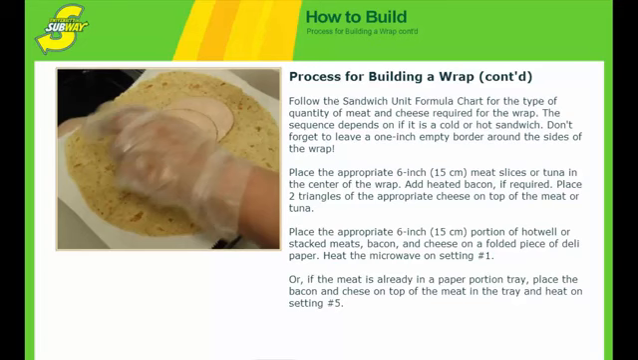Place the appropriate 6-inch, 15-centimeter portion of hot-well or stacked meats, bacon, and cheese on a folded piece of deli paper. Heat in the microwave on setting number 1. Or, if meat is already in a paper portion tray, place the bacon and cheese on top of the meat in the tray and heat on setting number 5.